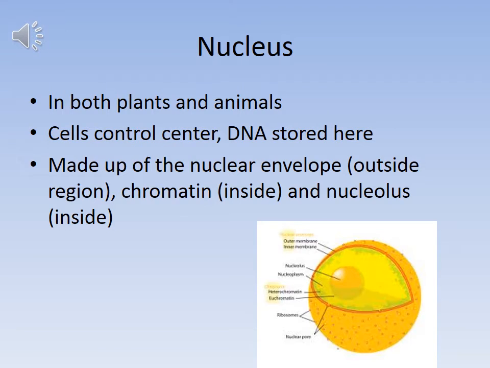The large, round, oval structure that you see in the center of a cell is referred to as the nucleus. It acts as the brain of the cell. You could think of the nucleus as the cell's control center, which directs all of the cell's activities.